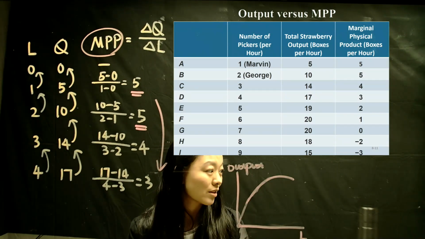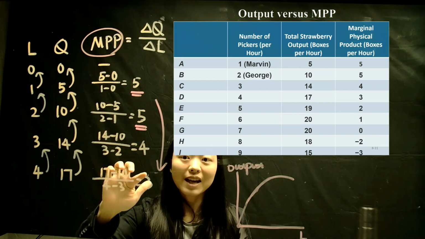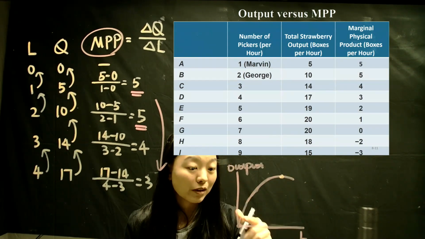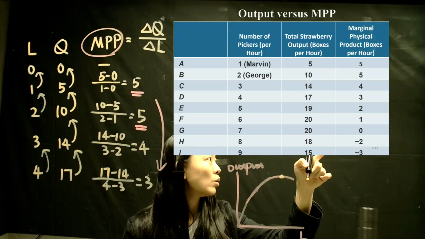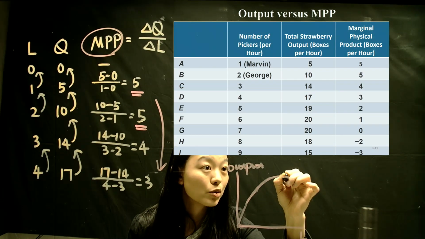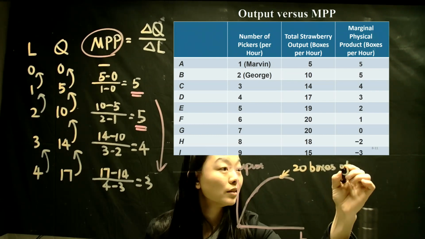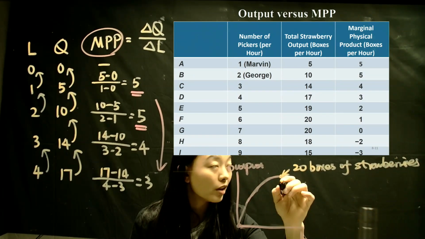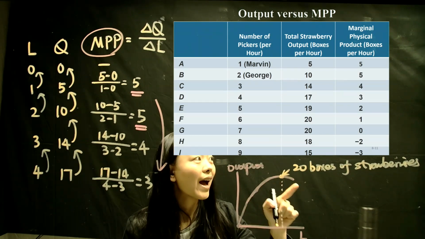How about the marginal physical product? At the beginning it might increase, but at the end it will decline. Here I will put the maximum of the output. You can pay attention to how I draw the marginal physical product. First, I mark the point where the total output reaches the maximum. You can see the total output reaches the maximum when there are 6 workers being hired, so we have 20 boxes of strawberries. And then we can find that the corresponding marginal physical product actually declines to 0 when we have 7 workers.